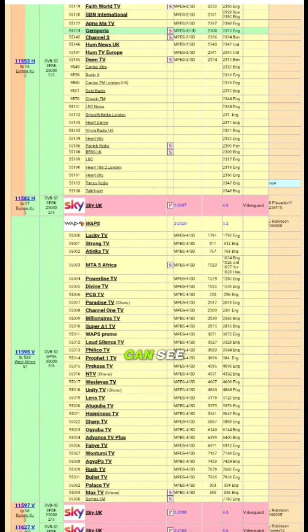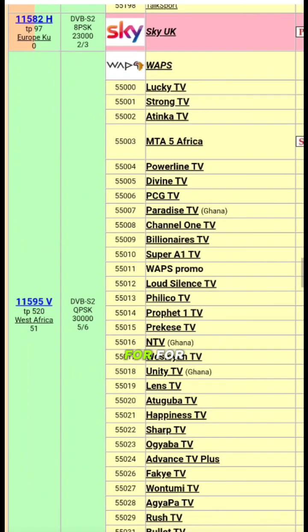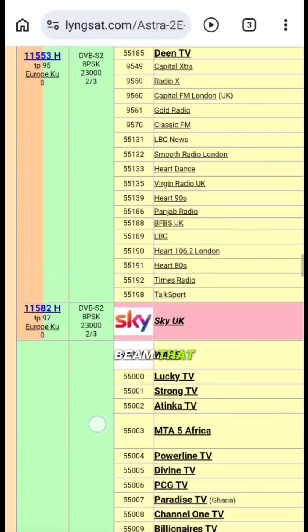So you can see that you don't need to go to any forum, WhatsApp or Telegram, any place, to begin asking for channels. For instance, if you are tracking a dish and you don't know the frequency, the polarization, and the symbol rate, all you need to do is go to Google and type one of these sites that I've given you, whether it is LyngSat, FlySat, or SatBeam. Just type the name of that site, then type the direction you want to track, then open it. When you open it, you scroll until you see the beam that you want to track.